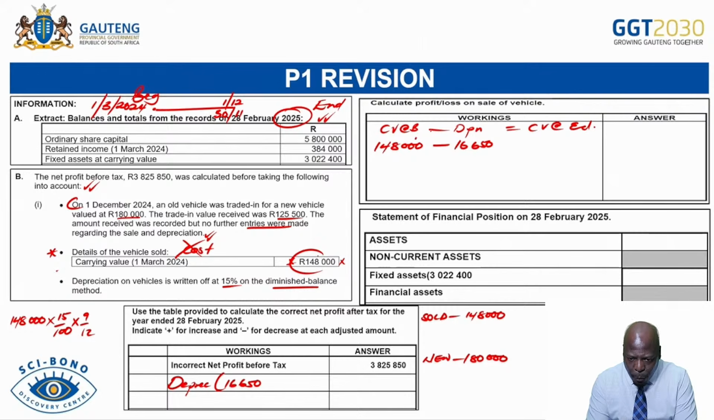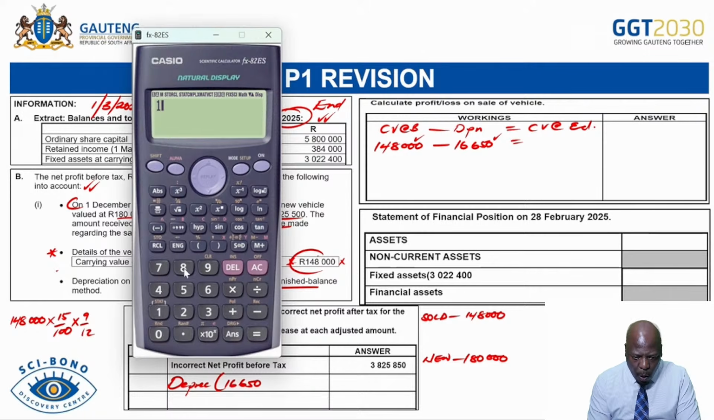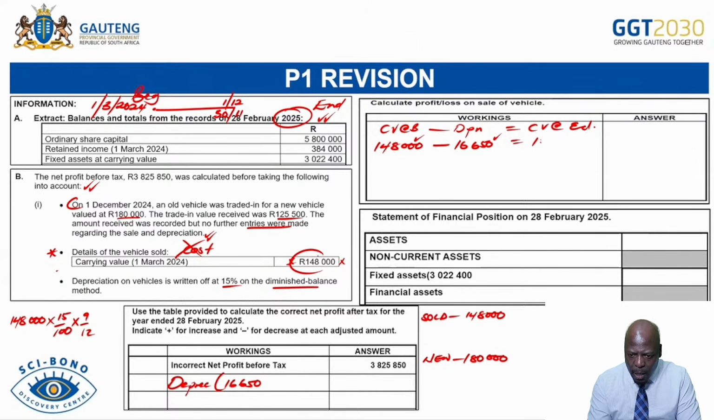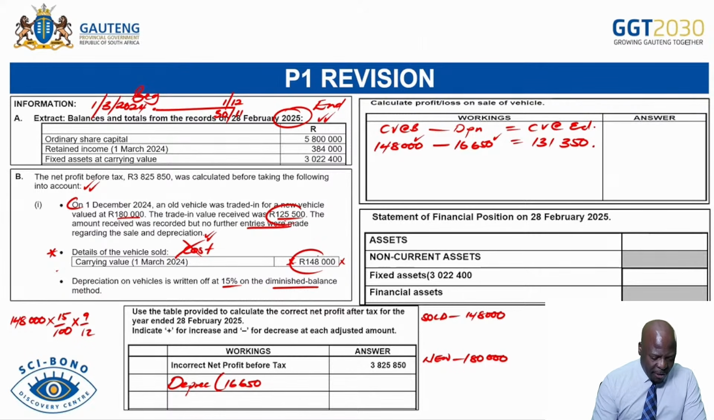So if I say 148,000 minus 16,650, let's see how much it's going to give us. And that is going to give us 131,350. That is the carrying value on the date of disposal. We are then told it was traded in and we received 125,500.